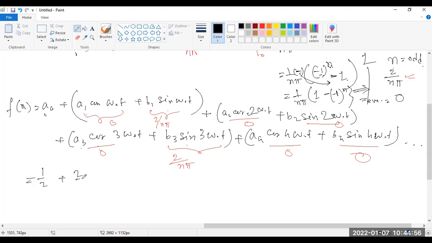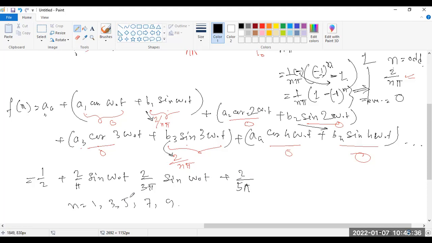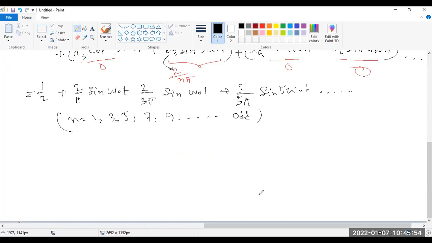So half plus 2 of pi, because this is the value of b, this is the value of 0, this is the value of this plus 2 of 3 pi sine omega naught t plus 2 of 5 pi, only n equal to 1, 3, 5, 7, 9. So 2 pi by 2 by 5 pi into sine 5 omega naught t, and it will go on only for odd numbers, n equal to odd. Okay, I think up to this you can get this point.